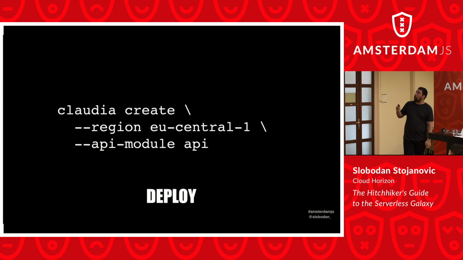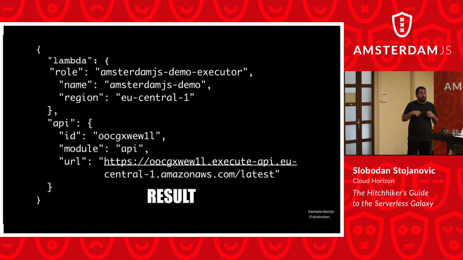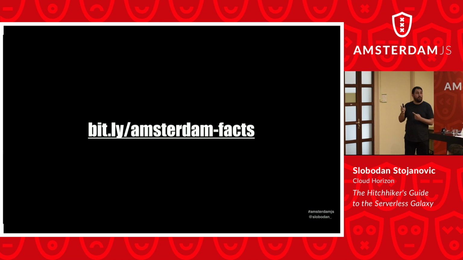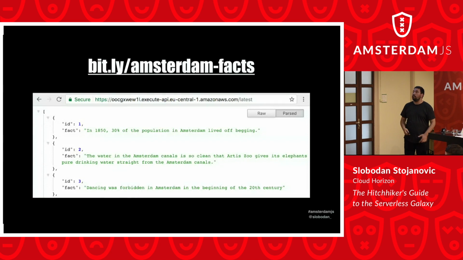So if we want to deploy that, we just need to simply run one command. It's claudia create. You need to specify the region, and finally, you need to tell Claudia which file to read. Since our file was api.js, we'll use the module api. We don't use the .js extension. After maybe a minute or so, we'll see something like this. And we have a big URL here, so I just made a shorter version of it. If you want to test it, it will show you something like this. If you want, you can try.